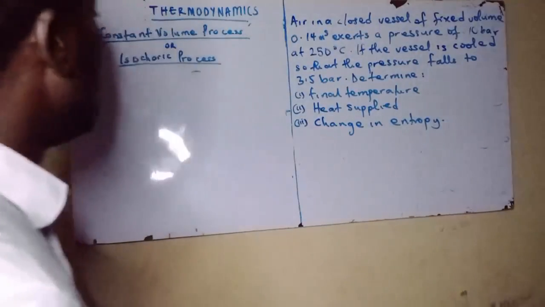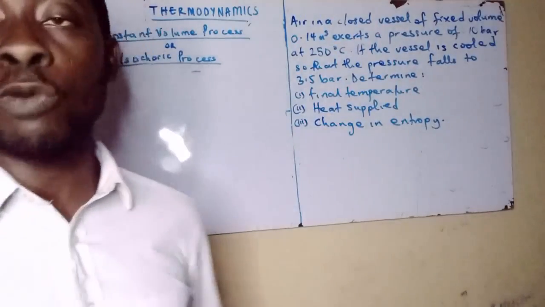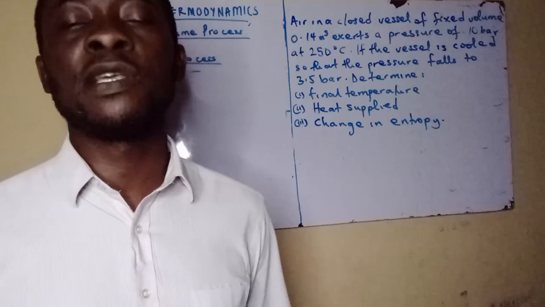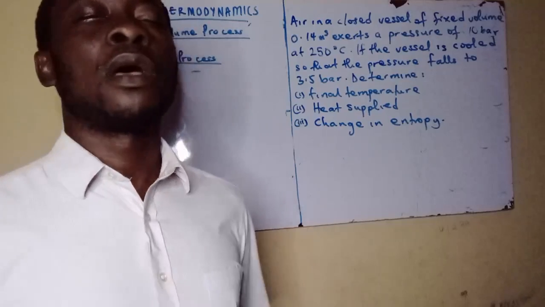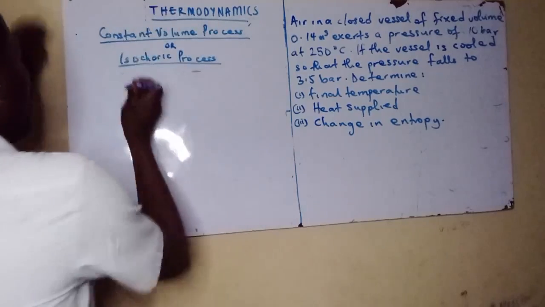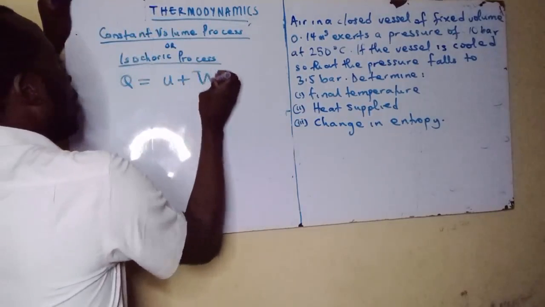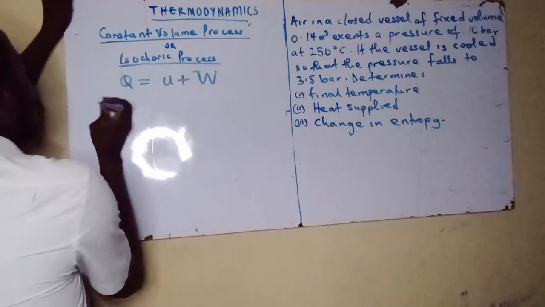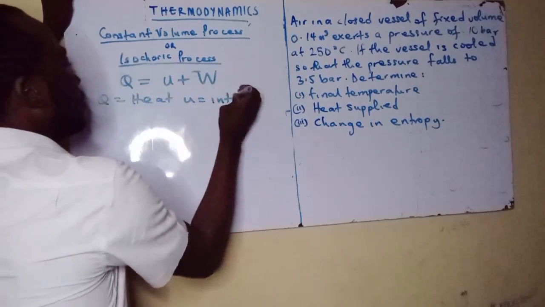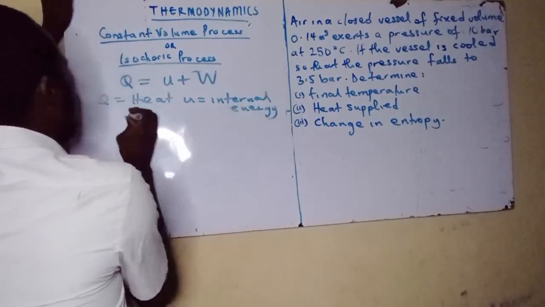Now, in this isochoric process in a closed system, if the volume is kept constant, based on the first law of thermodynamics, Q is equal to U plus W, where Q is the heat, U is the internal energy, and W is the work done.